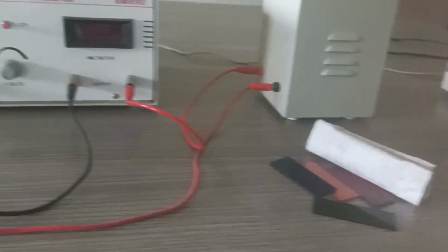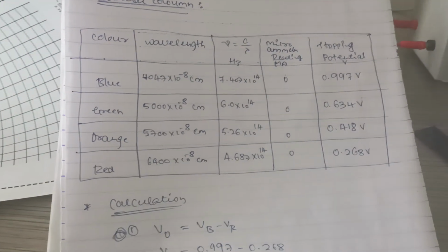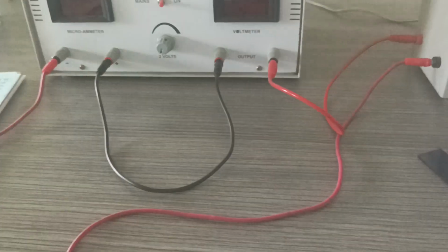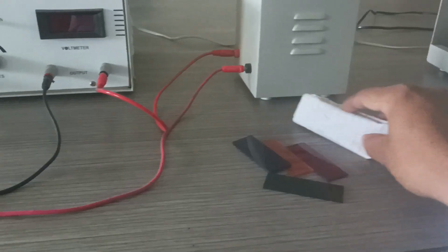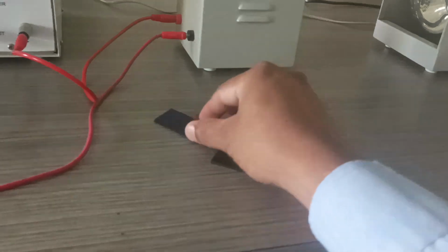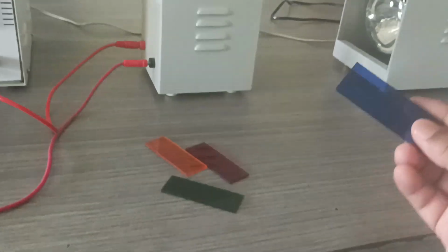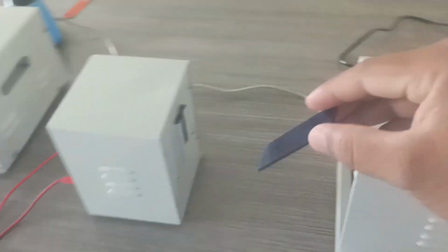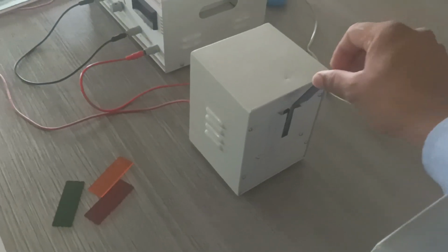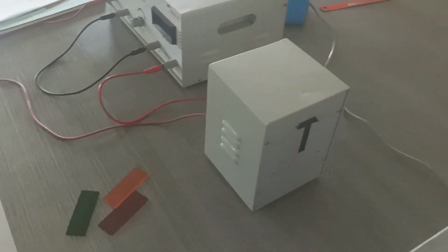Okay, how will we do this experiment? In our table, the first color is blue, so we will take the blue color. Now see what I am doing here: I am placing this blue filter inside the slit, right?